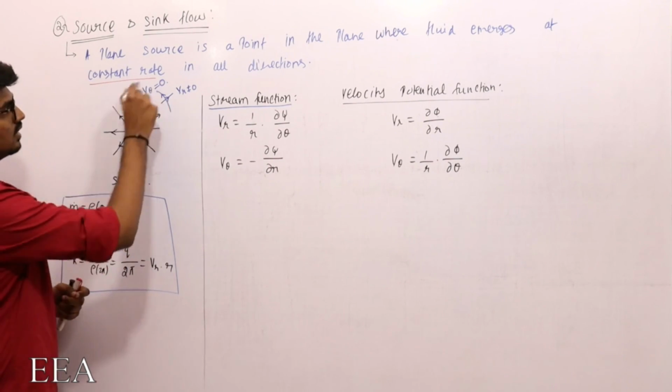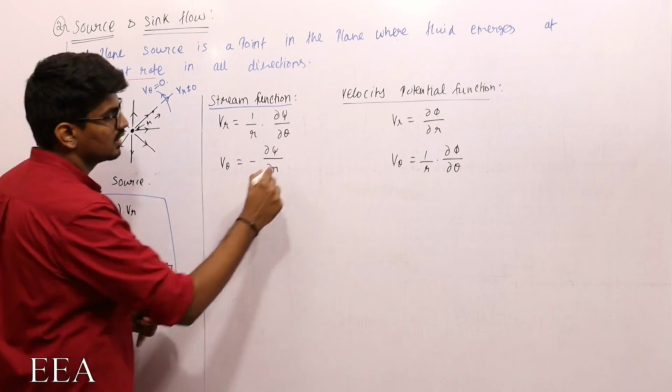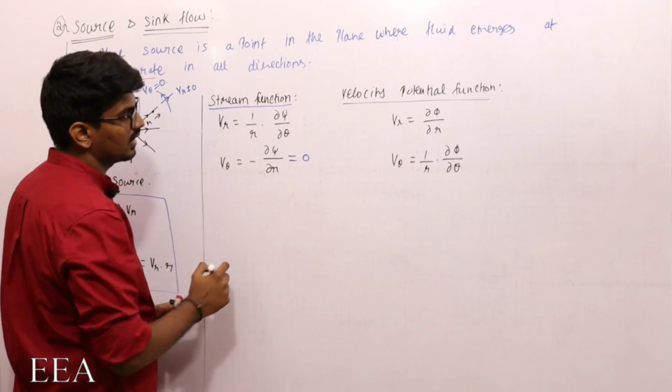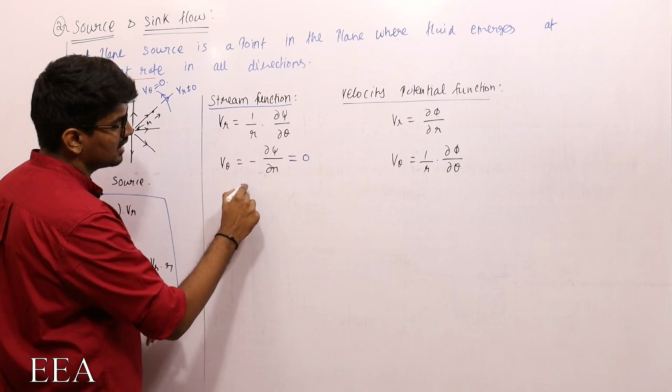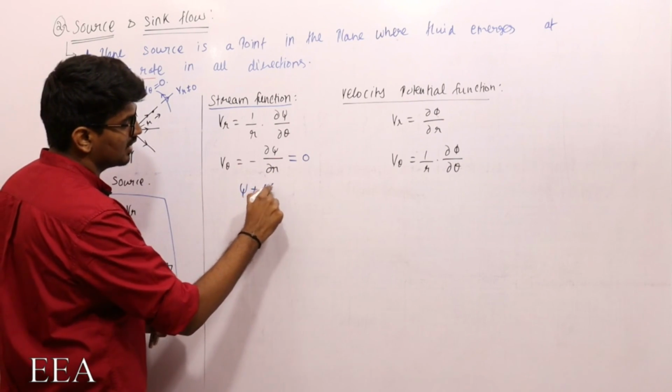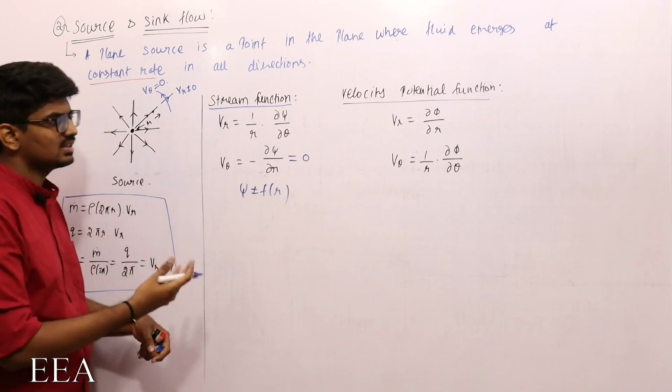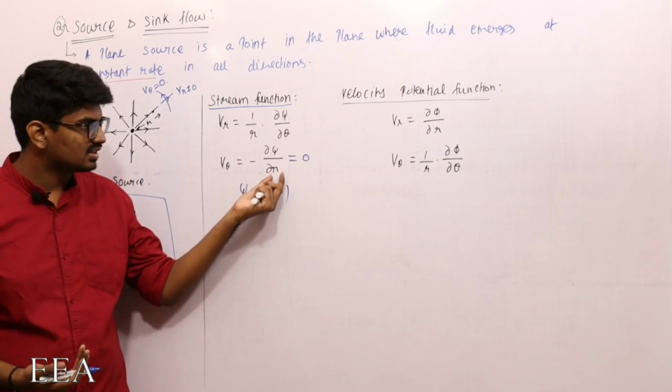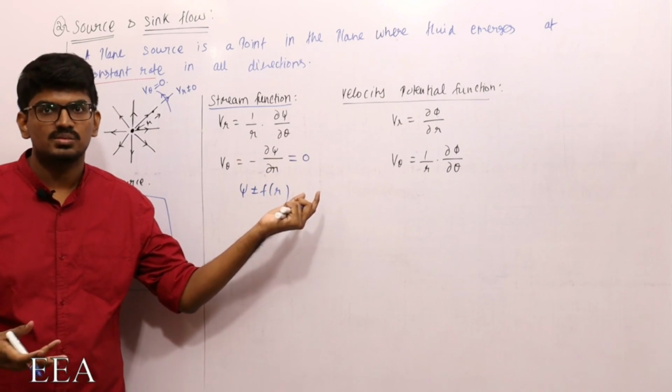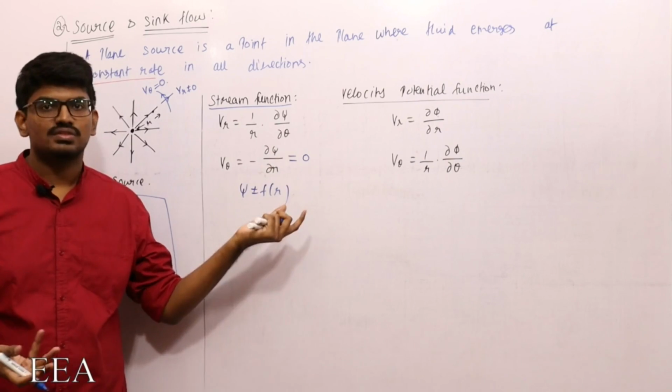So for a source flow, v theta is 0, right? So this becomes 0. If v theta becomes 0, we can clearly say that psi is not a function of r. Why is psi not a function of r? Because the first derivative is becoming 0. The first derivative becomes 0, so psi cannot be a function of r.